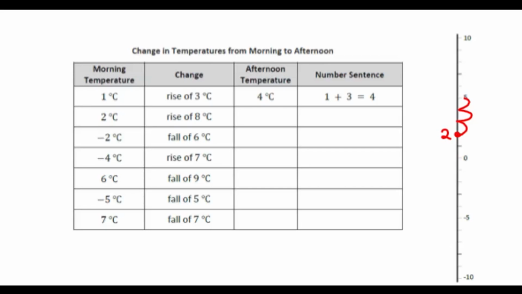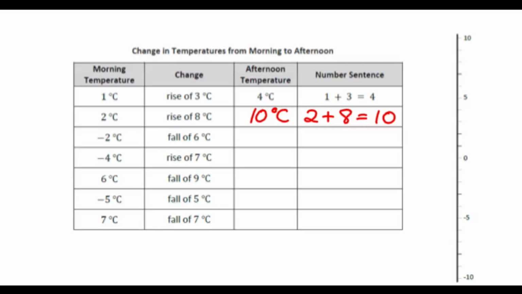1, 2, 3, 4, 5, 6, 7, 8. Again, the reason for moving up is to show the rise in the temperature. And at the end of that afternoon, the temperature would be at 10 degrees Celsius. To write that as an equation, we put our starting temperature of 2. We add on the fact that there was a rise, which is 8, and the final temperature in the afternoon was 10.